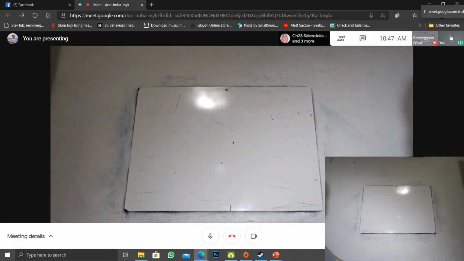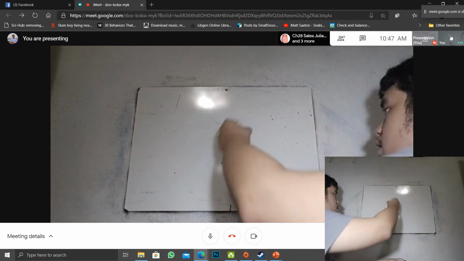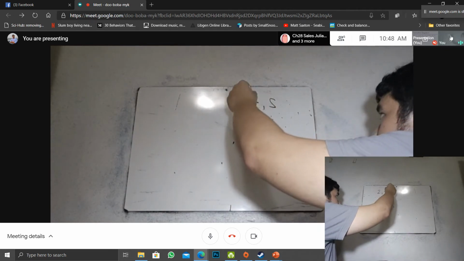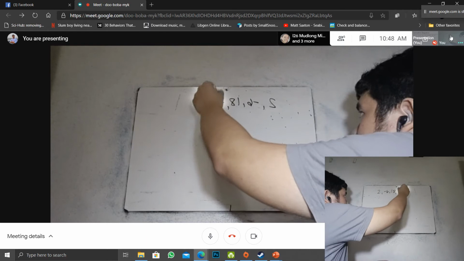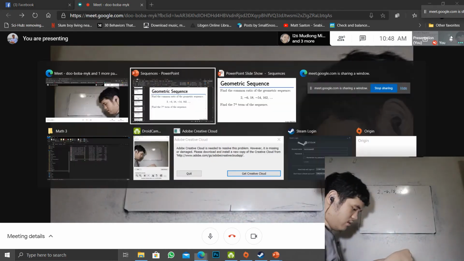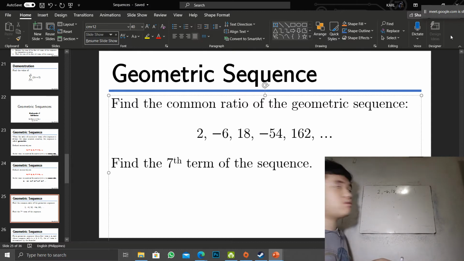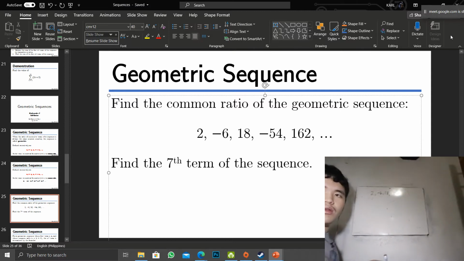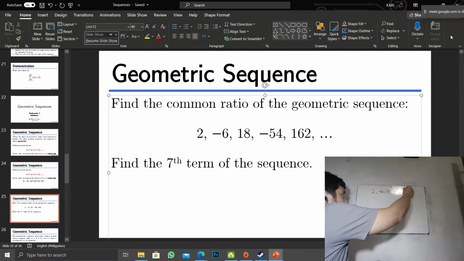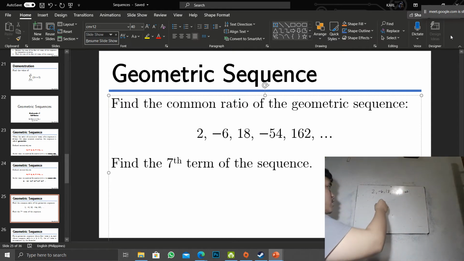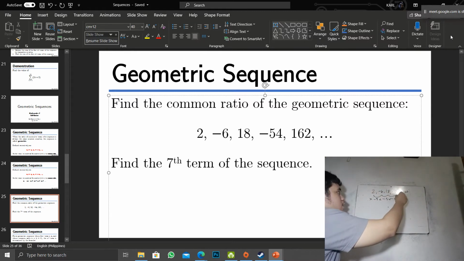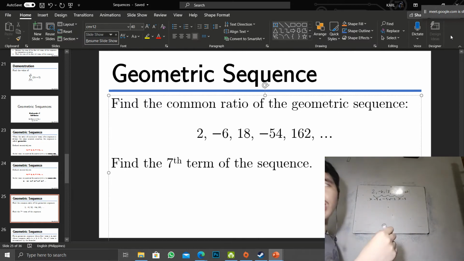Ano? 2, negative 6, 18, negative 54, tsaka 162, no? Common ratio. Diba? Times negative 3, times negative 3, times negative 3, times negative 3. Yun na. Yun ang common ratio, no? Instead na nag-add tayo, nag-multiply tayo.